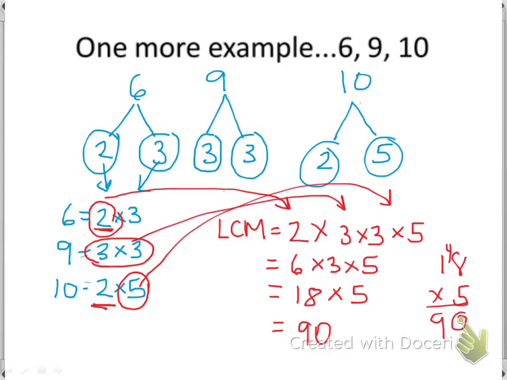This gives us the same LCM as we got with the previous one, but it's with different numbers. All right, hopefully you see how to find the LCM using factor trees.